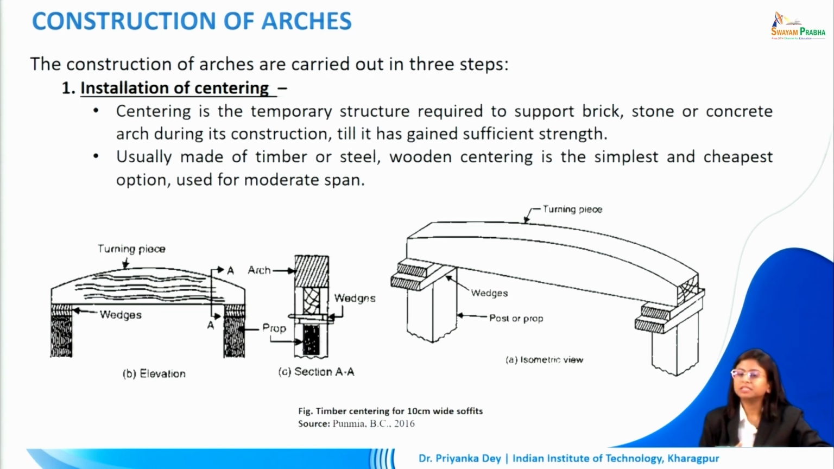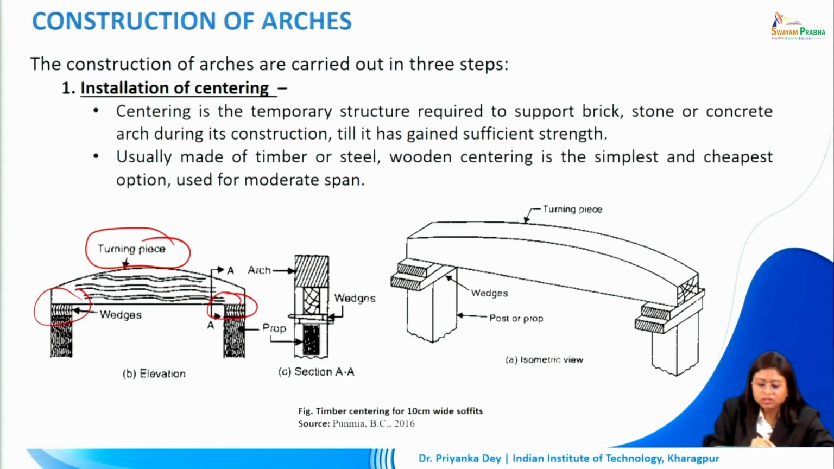Usually it is made up of timber or steel. Wooden centering is the simplest and the cheapest option available, especially if we are dealing with a moderate span. For larger spans, we can also go for other stronger structures. We can even use bricks to create such structures. Here, if we see in elevation, there is a turning piece which is creating the intrados on which the arch will be sprung. We can create wedges and hold them on top of props. So it's very similar to what we are trying to do with the arch itself.